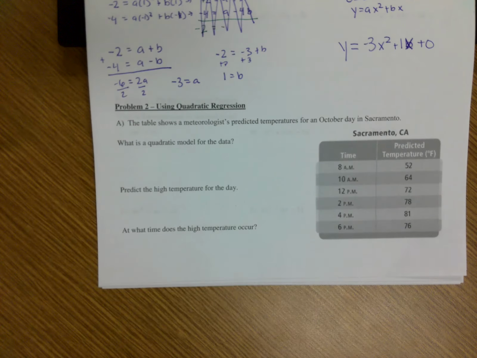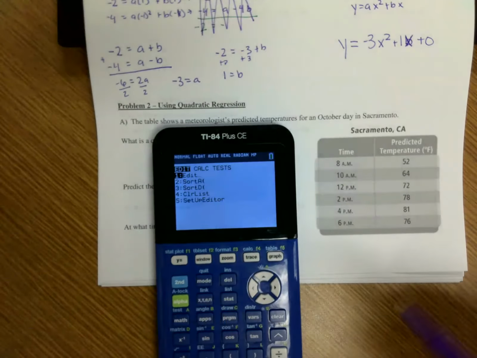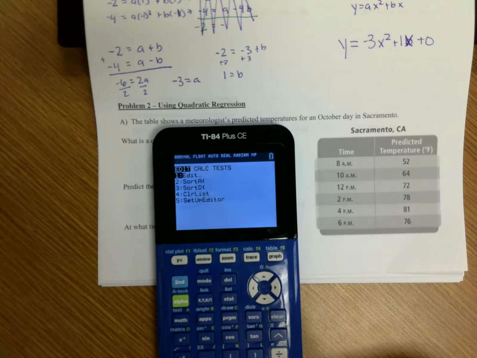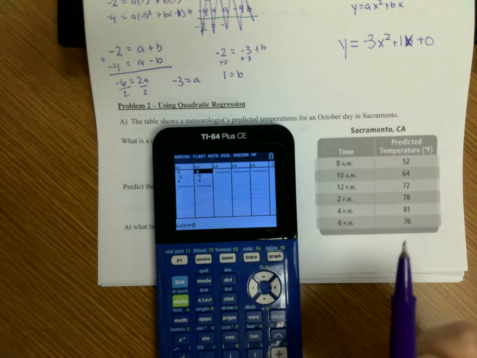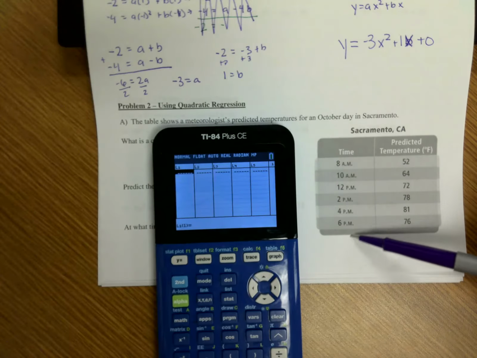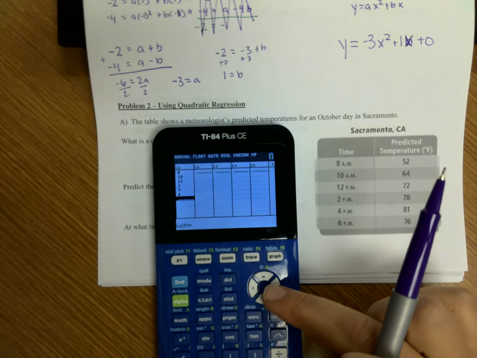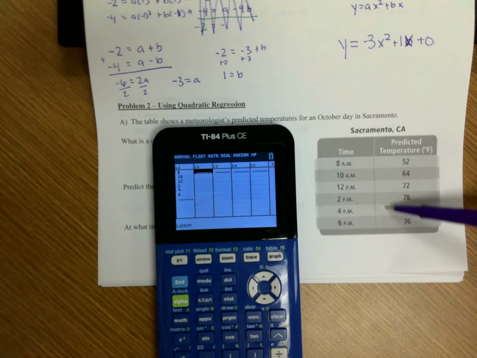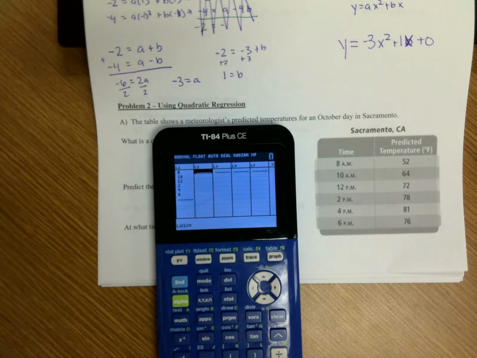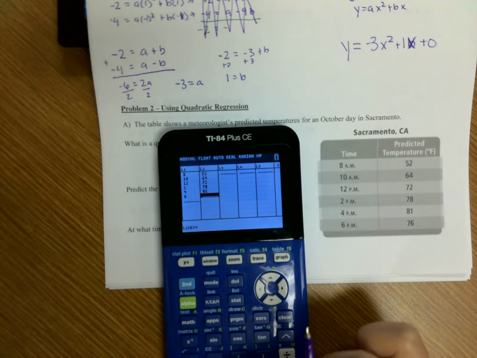Here, quadratic regression, and this really is where we have review. So this is review. Push the stat button, enter. So we can edit. So you want to arrow up, clear, arrow up, clear. We're going to put this right here into my time. So we have 8, 10, 12, 2, 4, 6. Here we want to have our temperature. So 52, 64, 72, 78, 81, 76.